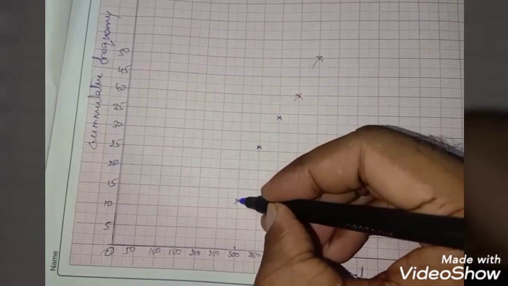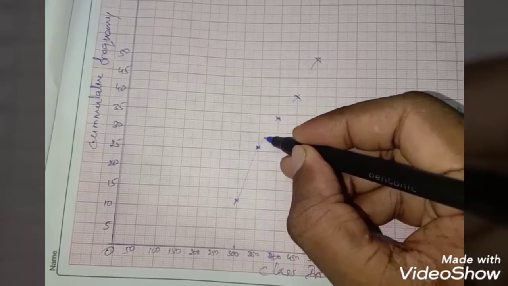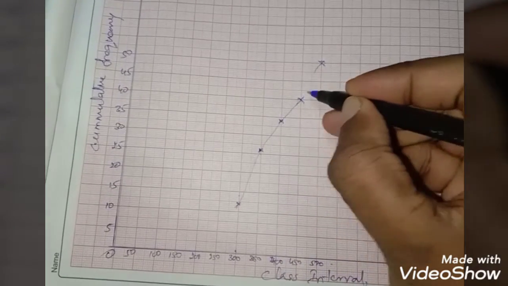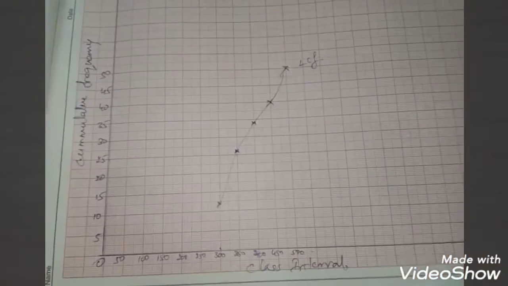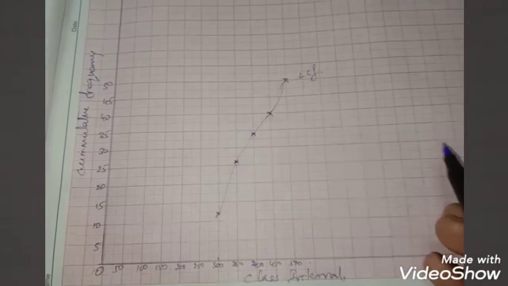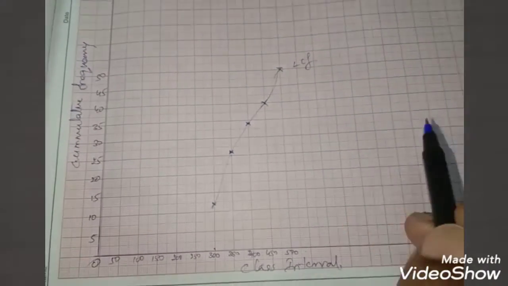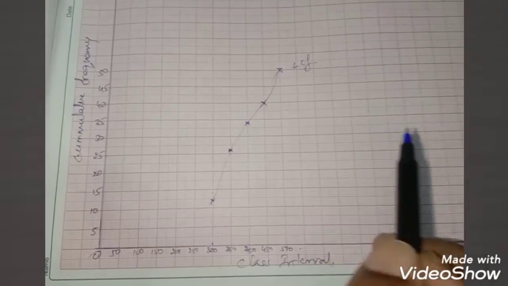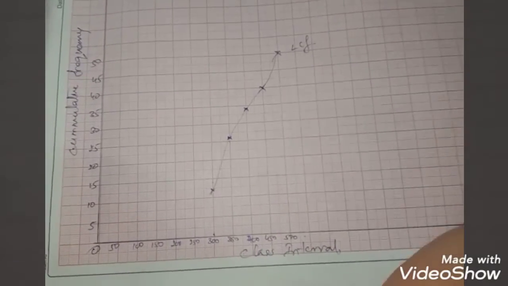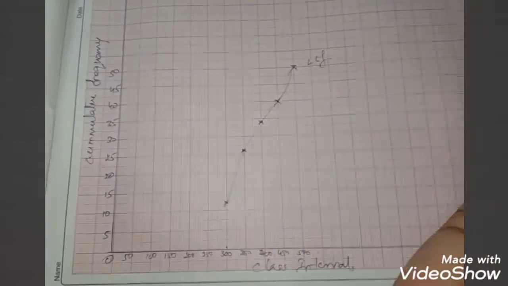Now join these points with your free hand. Don't use a scale to join these points, right? Now this is LCF. So like this we find LCF. So if they ask you to find LCF, write only LCF and draw only LCF. If they ask you to find the Ogive curve, draw both, right?